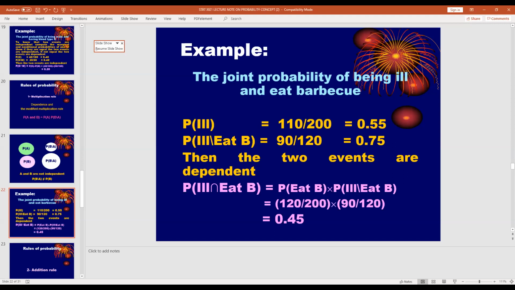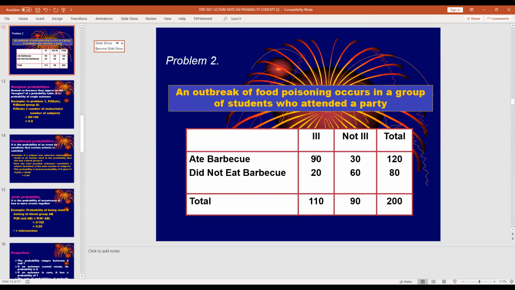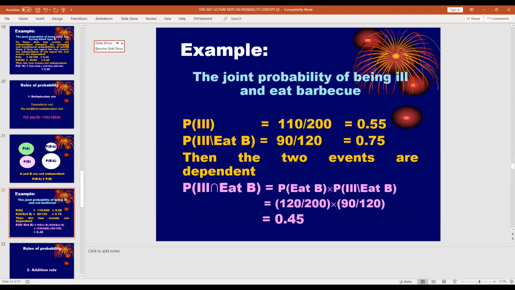Now, let us look at the conditional: the probability of getting sick, given that I ate the barbecue. Given that I ate the barbecue, how many people ate the barbecue? 90. Can you see that now? And that is going to be 90 divided by 200. And how many people get sick? 110. So that is the reason why you have 90 divided by 120. Now, compare this. Are they equal? No.